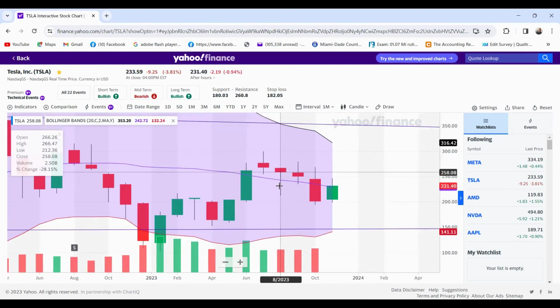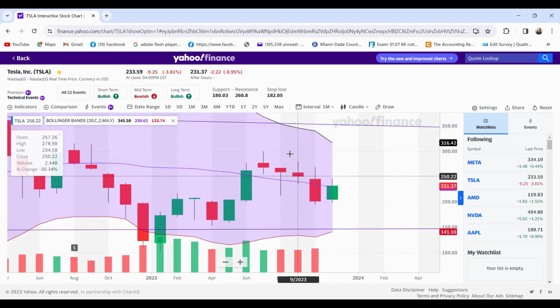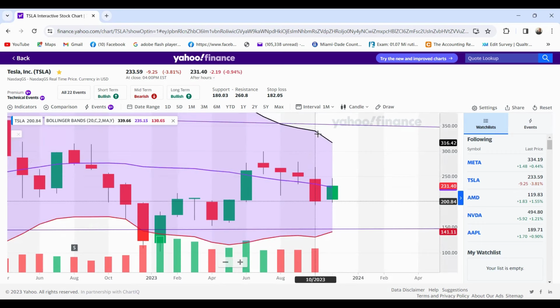For the whole month, what happened? It's a bearish momentum because what happened? You see, that's the upper level, and this one, the blue line, is the moving average from the Bollinger Bands, because the Bollinger Band comes with 3 lines. This one, upper level, and moving average, and lower level. And price, each candle represents 1 month.